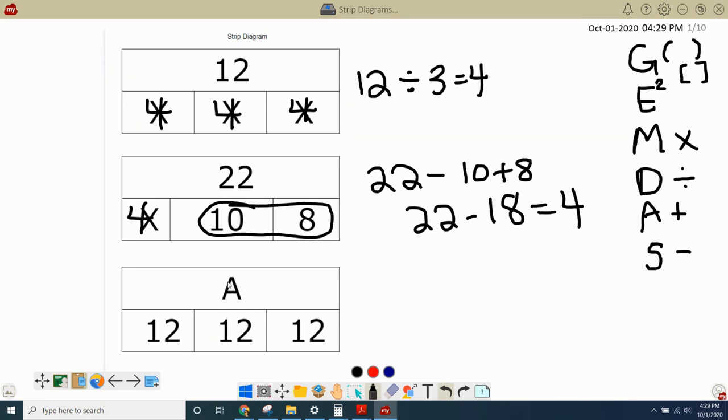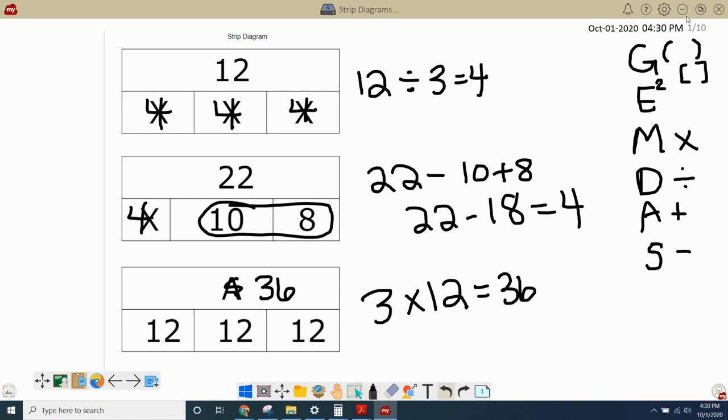All right, let's look at this strip diagram. All right, now we're looking for the total bar right here. Okay, again, this bar has to match this bar. So I see I have 3 12s, and those are equal groups. So because I have 3 groups of 12, that is multiplication. 3 times 12 is 36. So A is 36. And if I add 12 plus 12 plus 12, that would equal 36. So this is a balanced strip diagram.